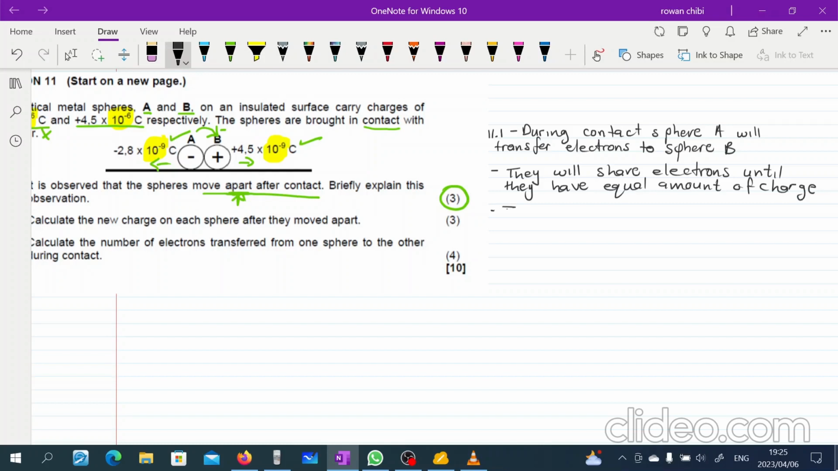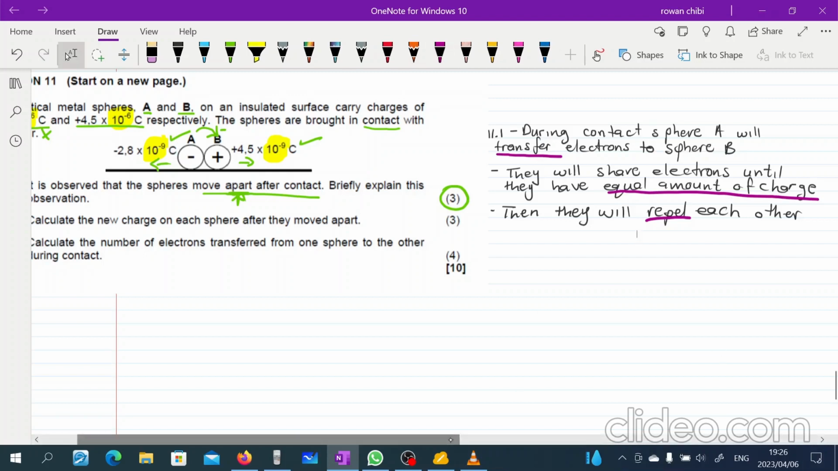Then due to the equal amount of charge, they will repel each other. Because if they got the same amount of charge now, they repel each other. So there are keywords there. The first one, by stating that A transfers electrons to B, that's 1 mark. By stating that they will have equal amount of charge, you get another mark. By stating that they will repel each other due to the equal amount of charge, you get a third mark. So that's how you must answer 11.1.